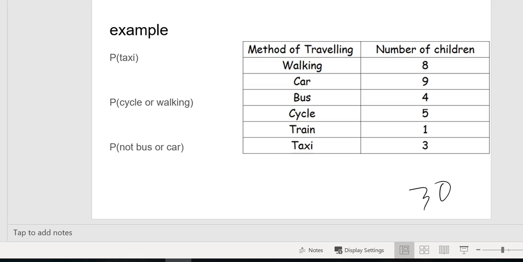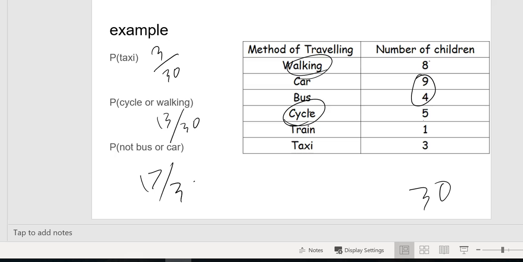Probability of taxi, I'm just going to leave them as fractions, so 3 over 30. Probability of cycle or walking, 8 plus 5, that's 13 over 30. And then not bus or car. So if I say bus and car, which is these two, you just take 30 minus 13, that's 17 over 30.